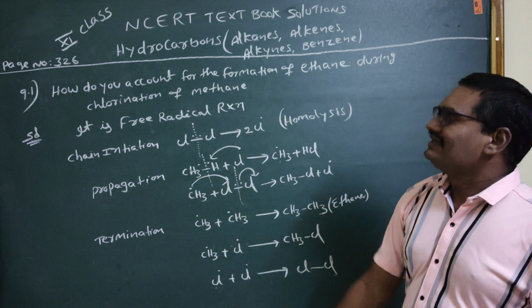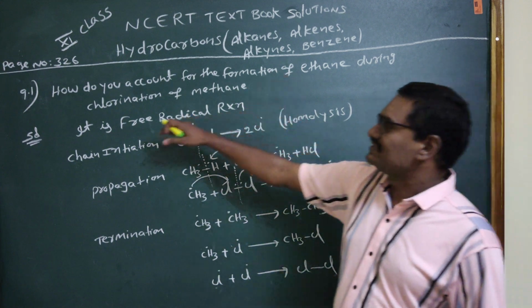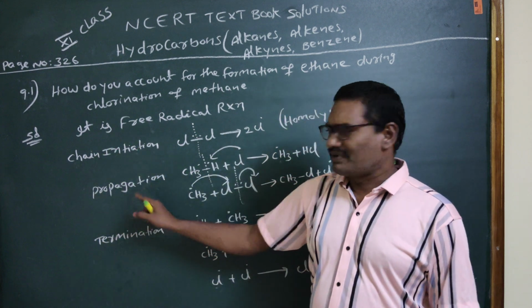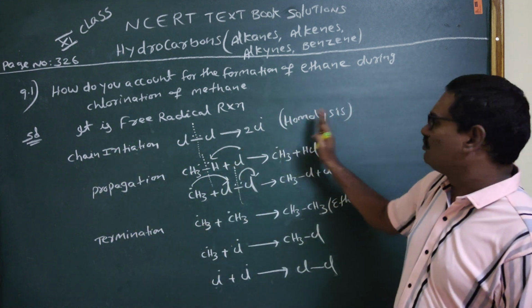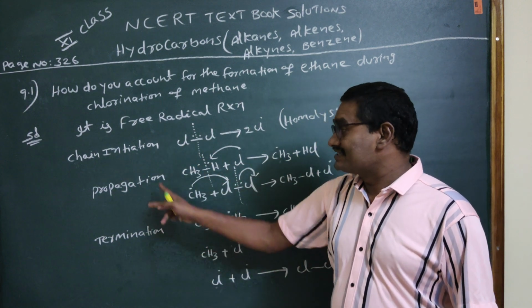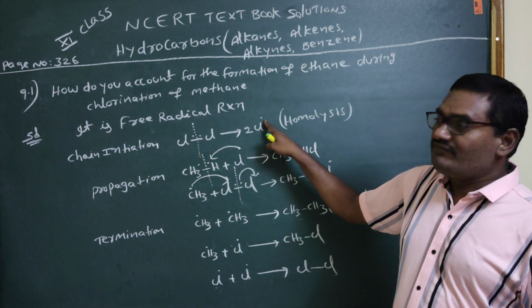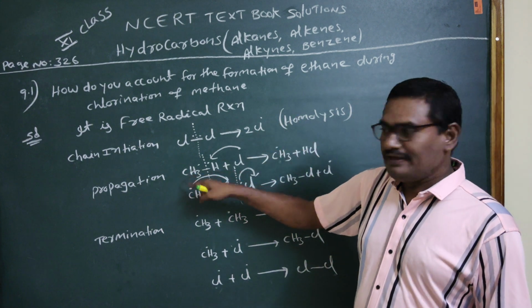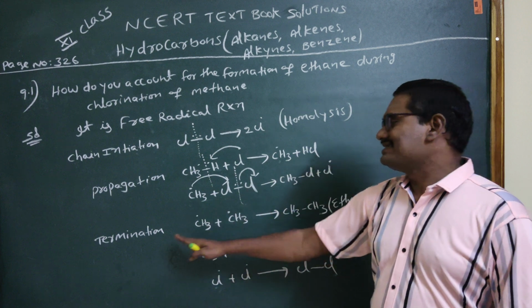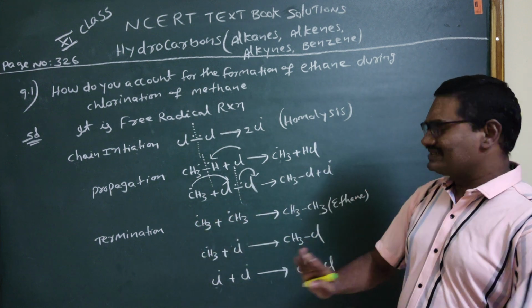So it is the free radical reaction, the chlorination of methane. Chain initiation, propagation, termination. First one, in chain initiation, is homolysis. Next one, propagation: the chlorine free radical reacts with methane, and the methyl free radical reacts with chlorine. Next, termination, where the end reactions take place.